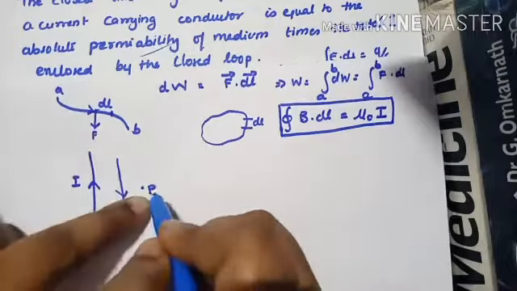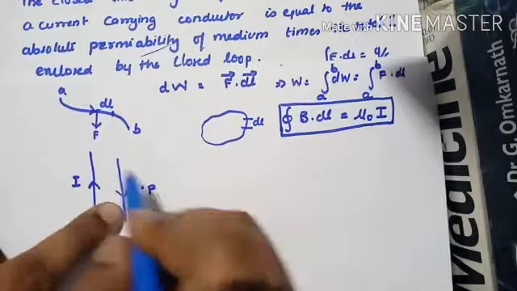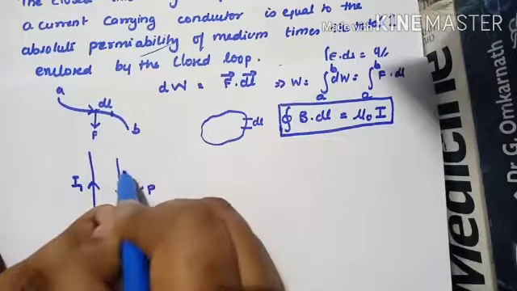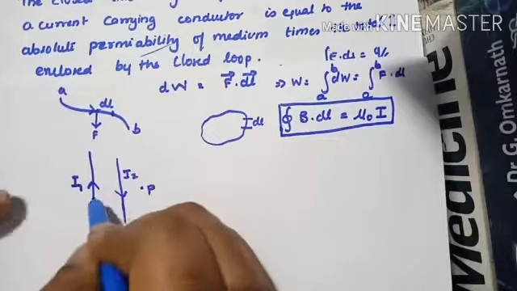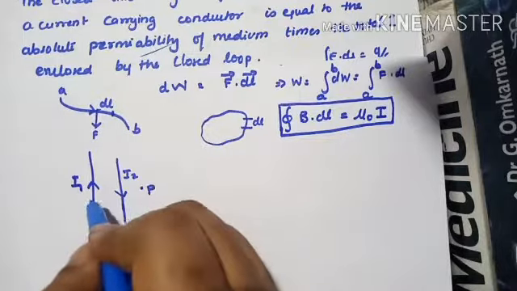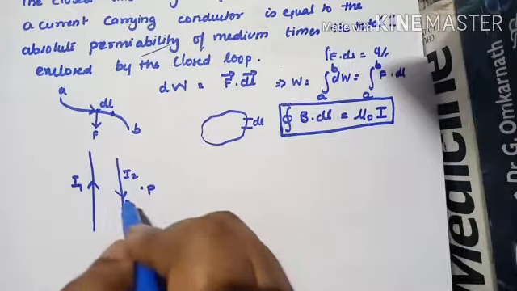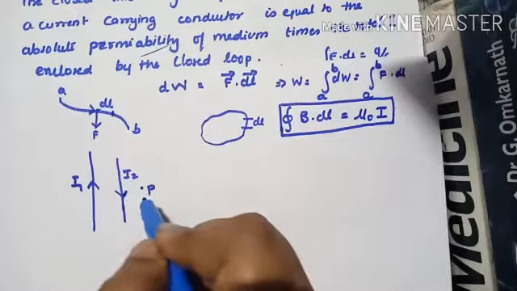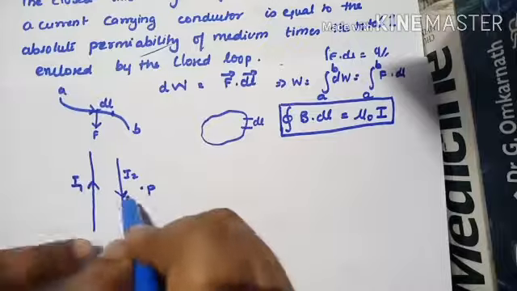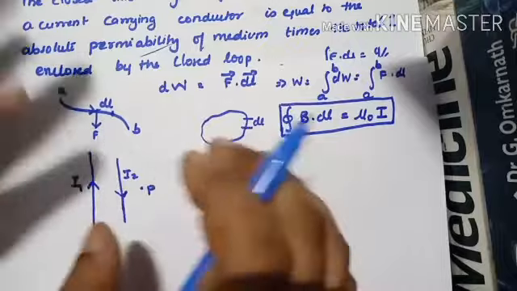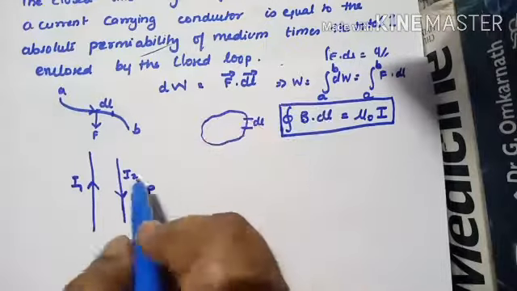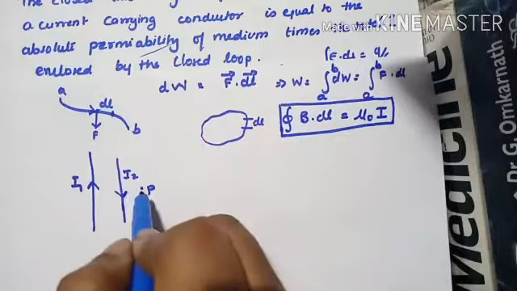The current can be in the opposite direction also, and P will have a magnetic field due to this one. Say this is I1 and this is I2. Let's say I1 is moving into the plane and I2 is moving out of the plane. So if I am asked to find the magnetic field at P, what would I do?